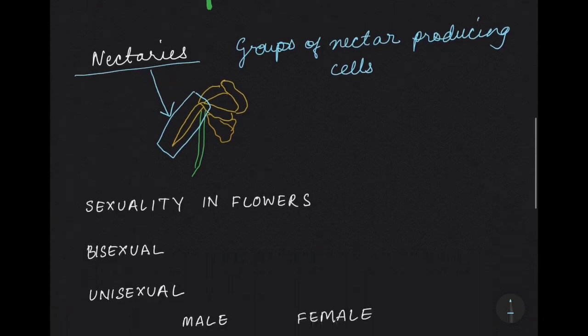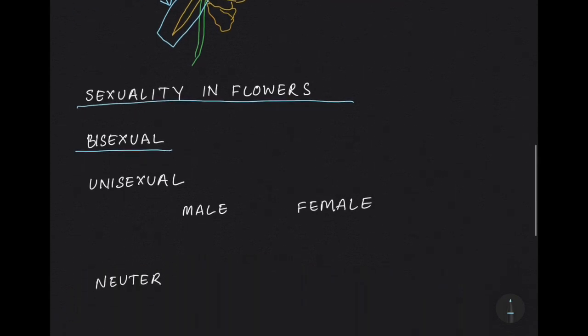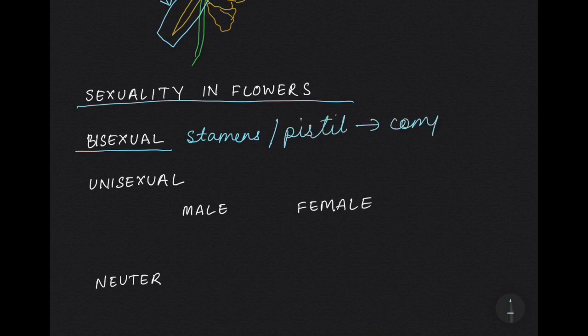Now moving on to the sexuality in flowers. A flower may be bisexual. Bisexual means it has both the male and the female part inside one flower. When we talk about male and female part inside one flower, we are talking about stamens and pistil. That means a bisexual flower is a complete flower. That means it has all the four whorls.